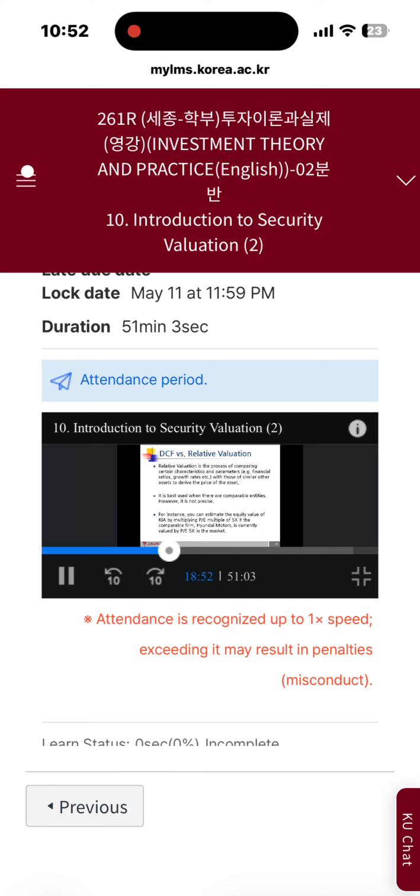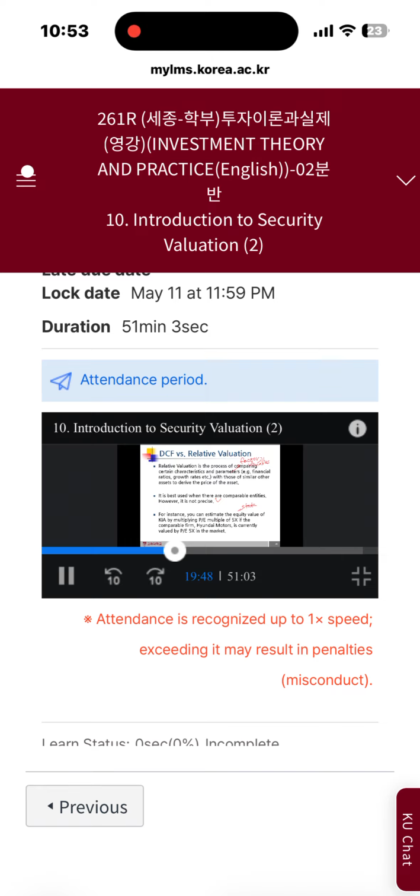So relative valuation is the process of comparing certain characteristics and parameters, okay, the factors or variables, of similar other assets to derive the price of the asset. It is best used when there are comparable entities, but it is not precise. For instance, you can estimate the stock value, the equity value. Equity is stock, okay? The equity value of Kia by multiplying the price earnings multiple of 5 times, if the comparable firm, Hyundai Motors, is currently valued at a price earnings ratio of 5 times in the market.